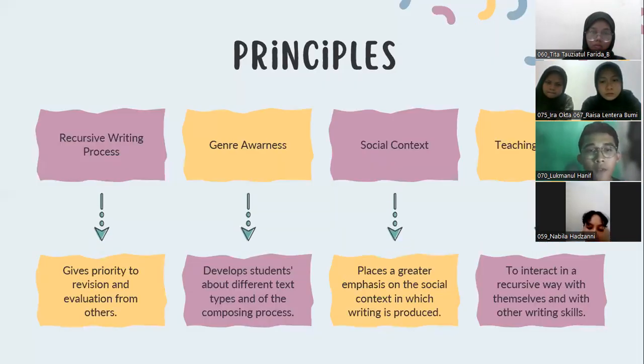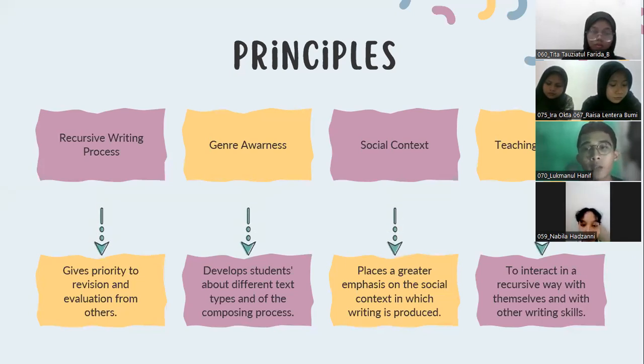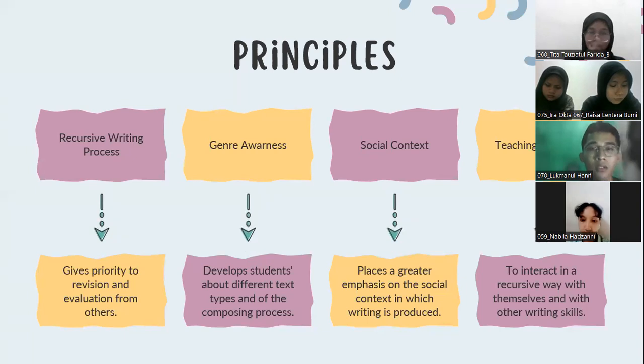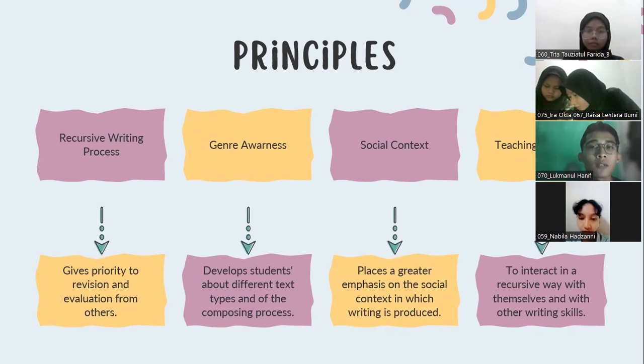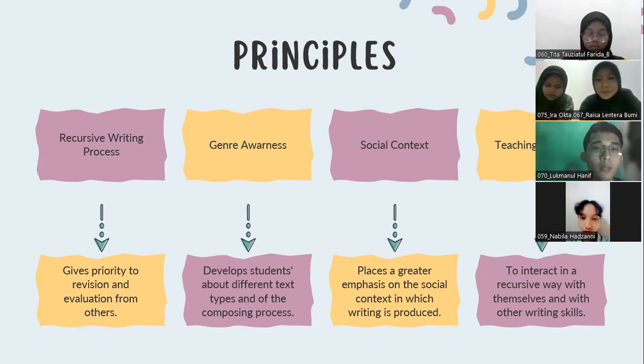Okay, here we have four principles. First is recursive writing process, which is the process genre approach involves recursive writing process such as pre-writing, drafting, revision, and editing. The process approach gives priority to revision and evaluation from others. And the second is genre awareness that allows students to study the relationship between purpose and form for a particular genre. It develops students' awareness of different text types and of the composing process.